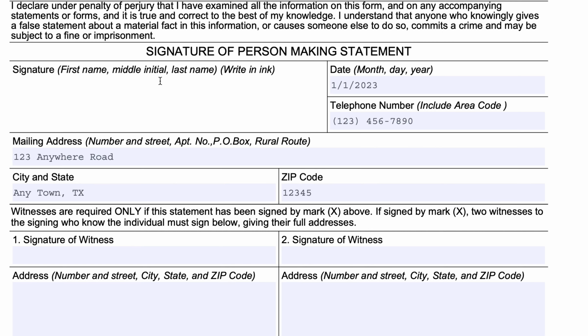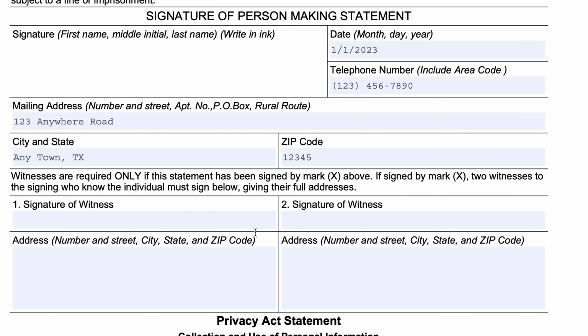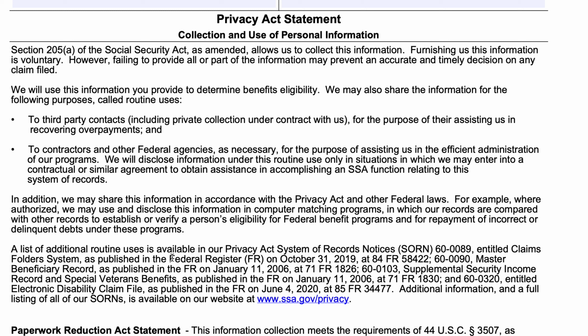So as long as you sign with your legal name, then you don't need to have witnesses sign this form. But this is on virtually every Social Security form I've ever seen. The Social Security Administration still legally accepts sworn statements that have been signed by a mark or X. So in this situation, if someone signs with an X, then this witness signature field needs to be completed by two witnesses that both personally know the individual signing the statement and are both willing to complete the form and give their full addresses. So as long as there are two witnesses that personally know the individual signing as an X, then that would be a legal signature.